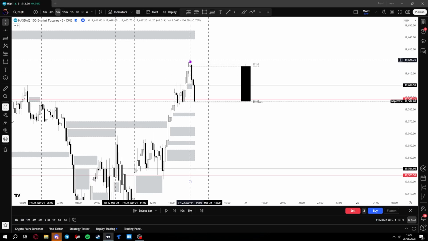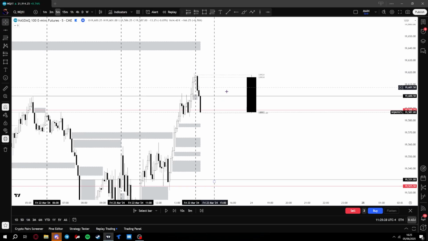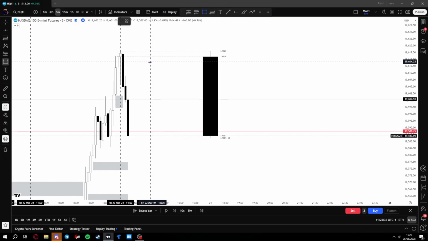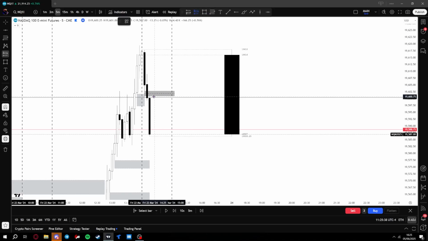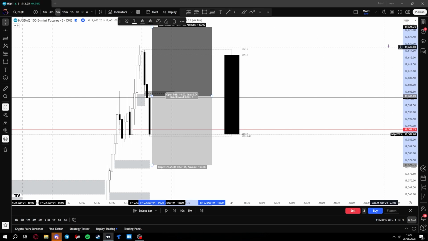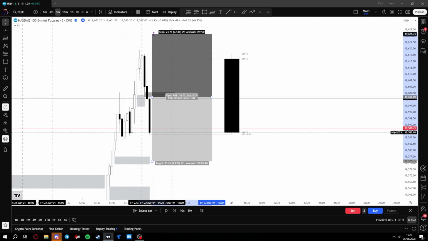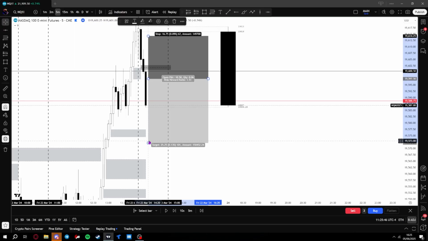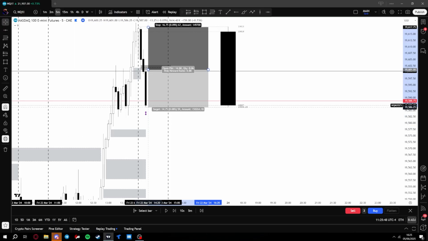Was that a fair value gap? I again can't tell. And it doesn't matter, again, about the size. If it's a fair value gap, it will hit. Well, I shouldn't say it will hit, but it's got a good chance of hitting. And we can target this fair value gap down here.